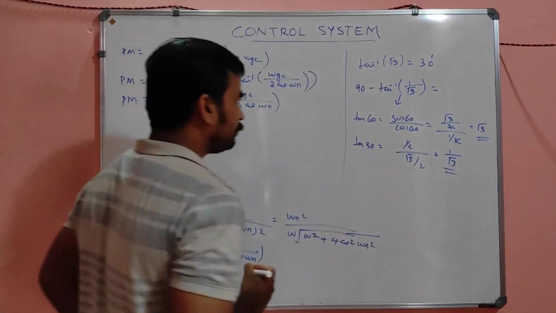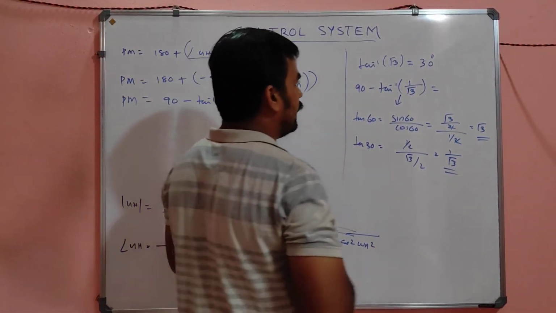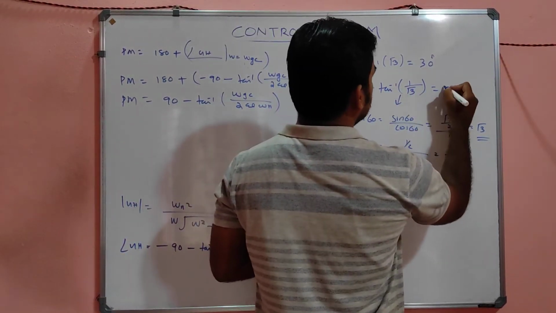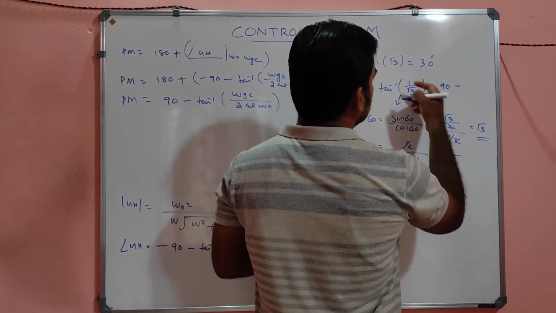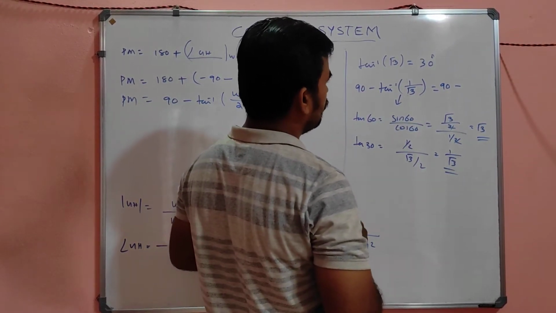So the identity is nothing but, I'm going to explain a trigonometric identity. That's why I do this. It will be 60 degree. 90 minus tan inverse 1 by root 3 is nothing but, tan inverse 1 by root 3 is what?